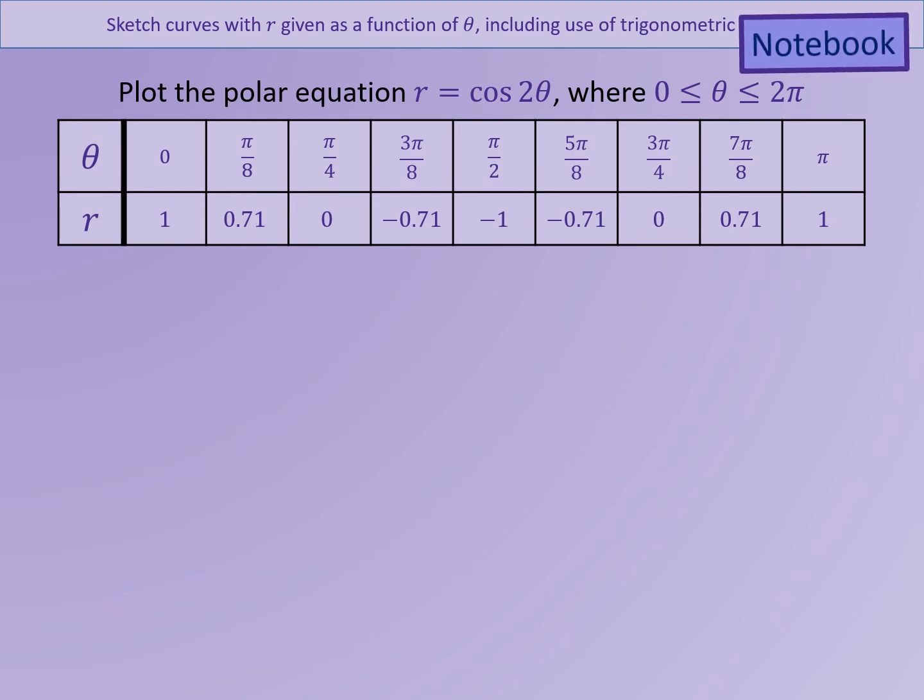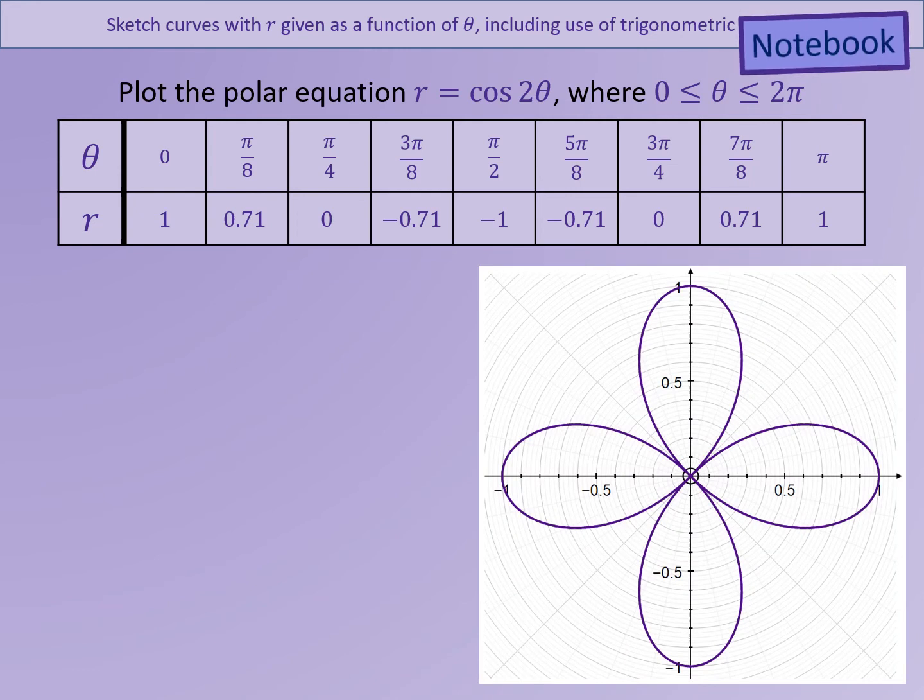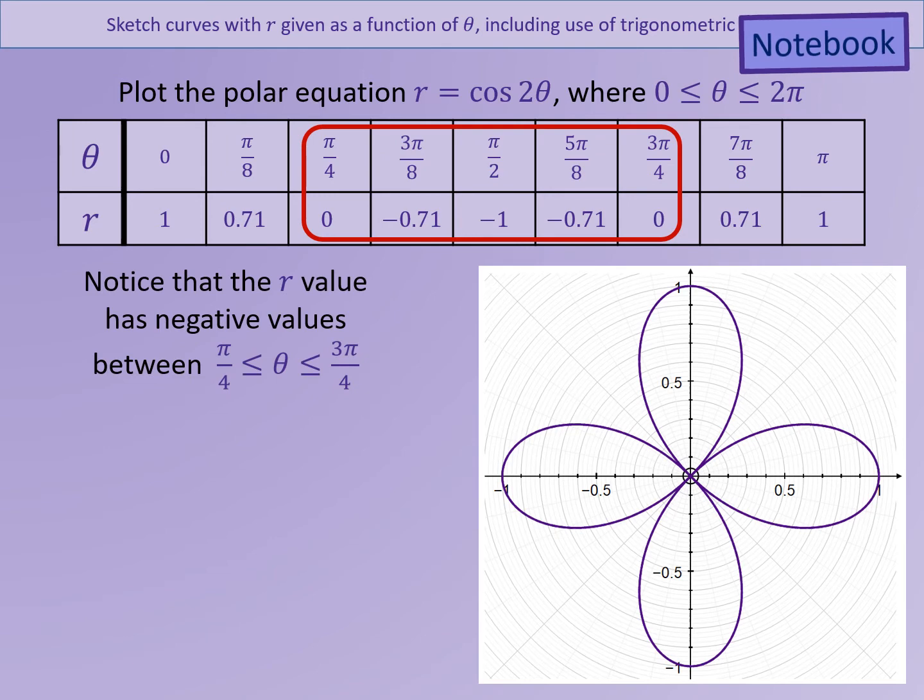So here's a table of values of theta going from 0 to pi and the corresponding r values. We can see that some of the r values are negative. So when we go on to plot this curve here, notice that we've got a negative r value for some values of theta. So for example, between theta equals pi by 4 and theta equals 3 pi by 4. So this is from here as far round as here. The r value is negative.